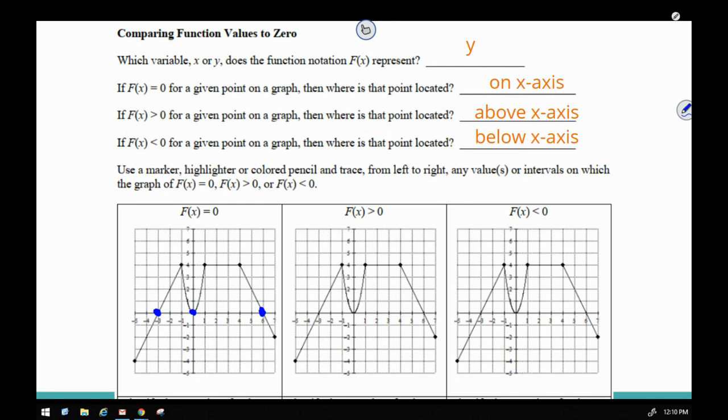Where is it greater than 0? Yep, between -3 and 0, wherever it's above the axis, right? All the way up to 6, sorry. Okay, but are we gonna include -3, 0, and 6? No. You could put like an open circle.